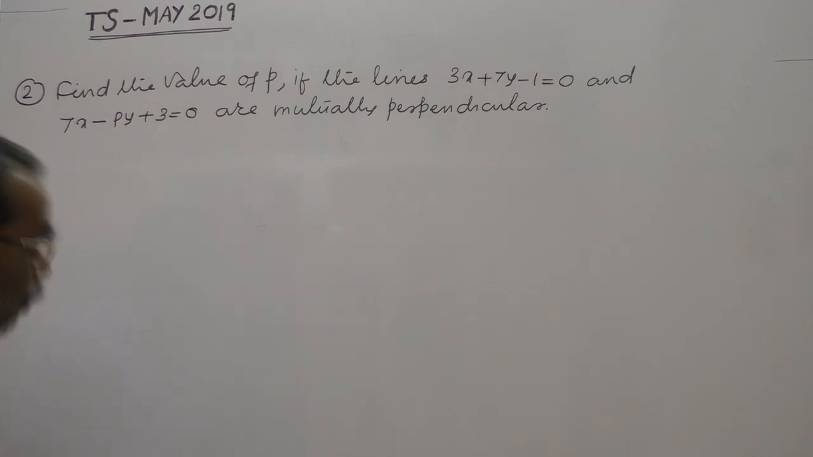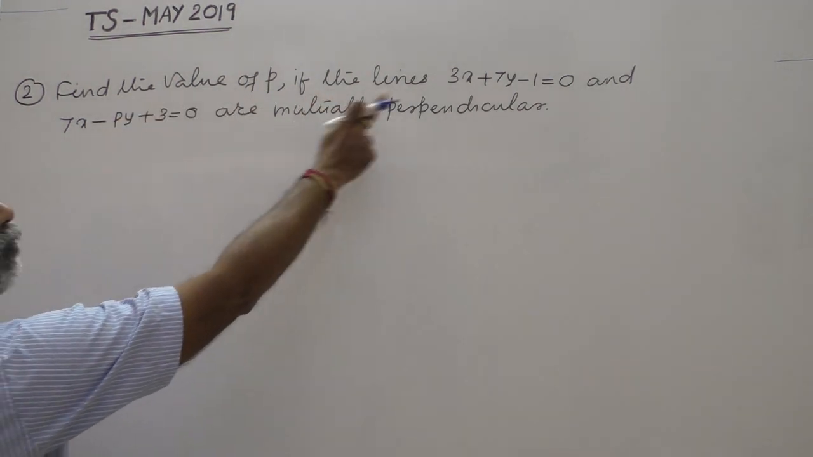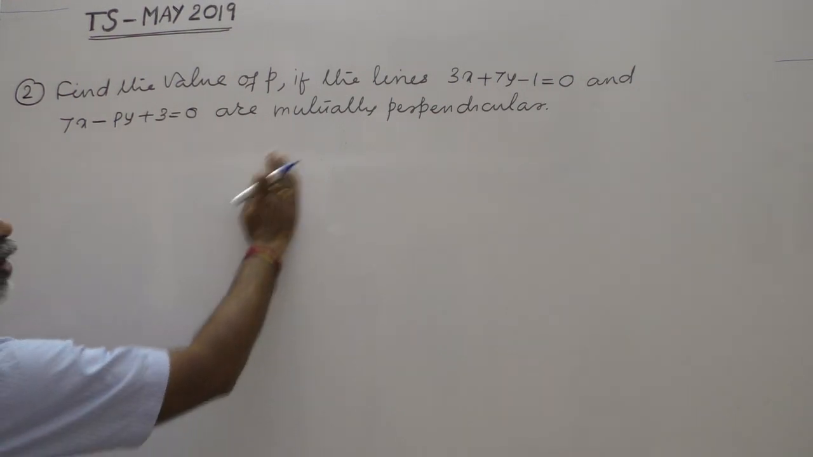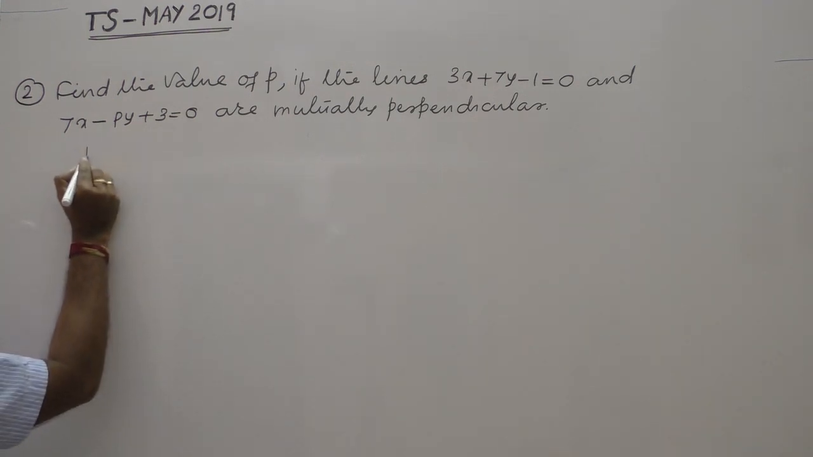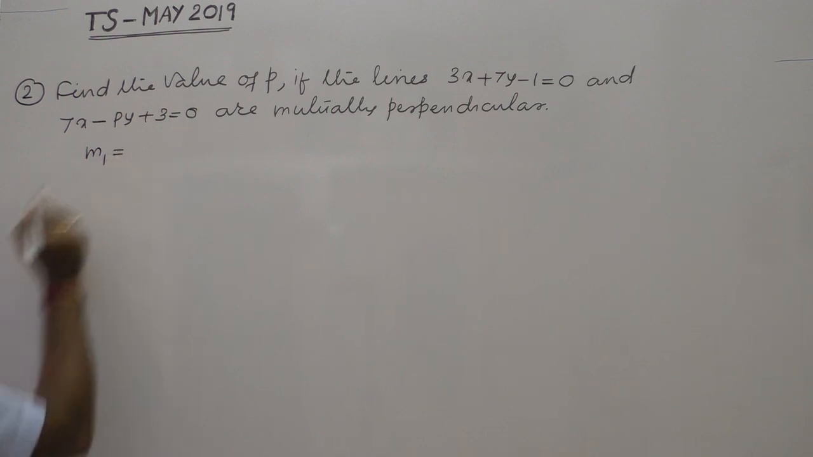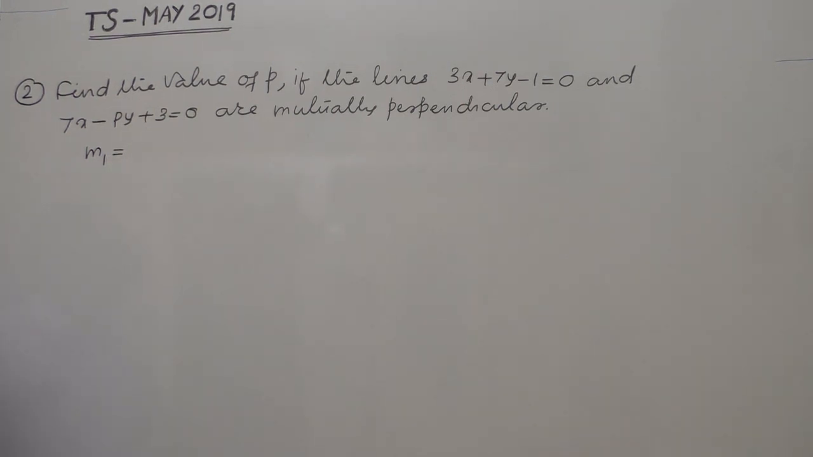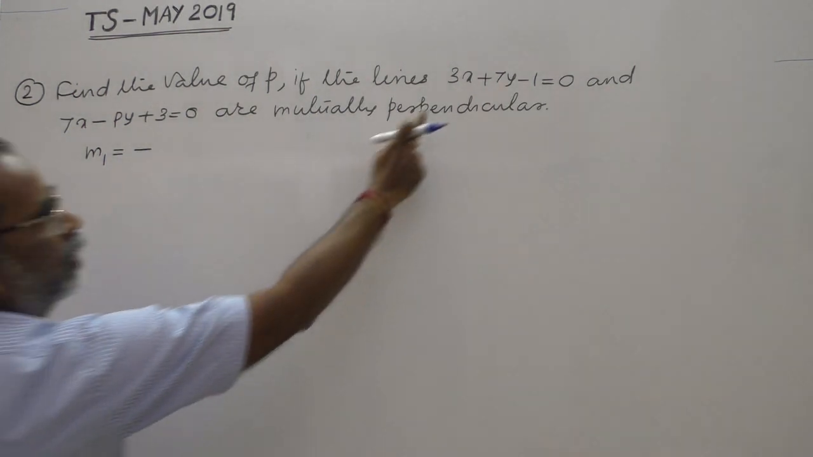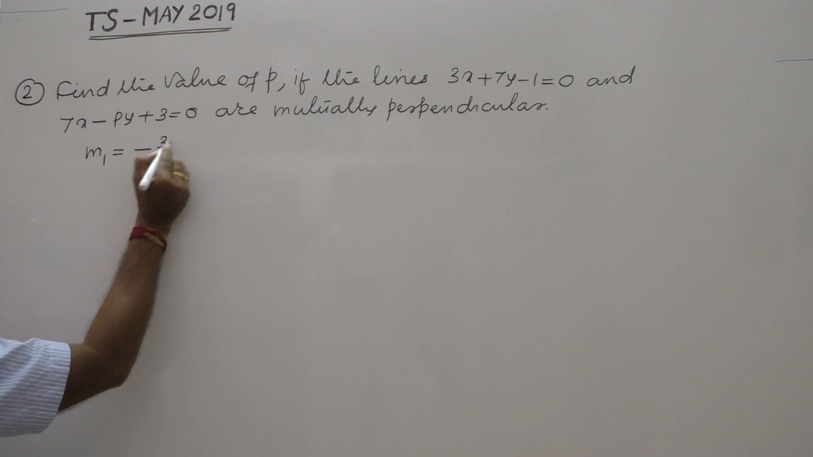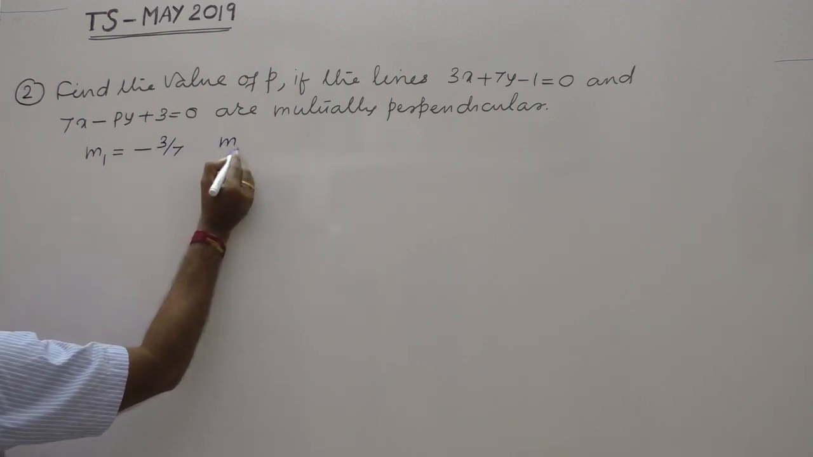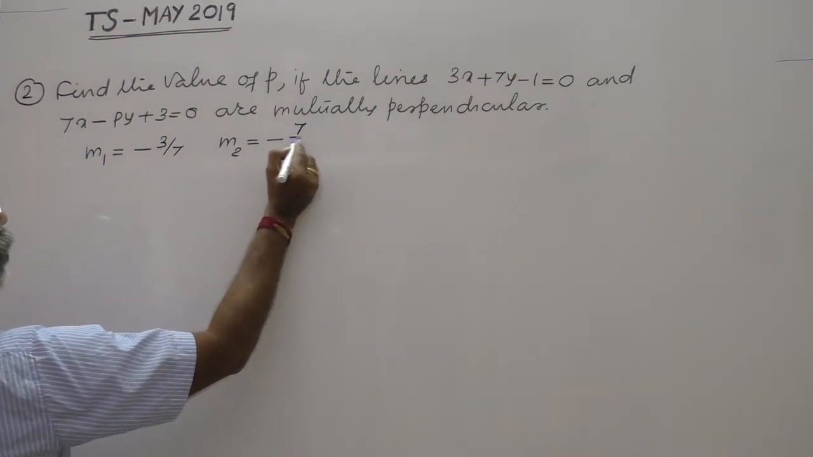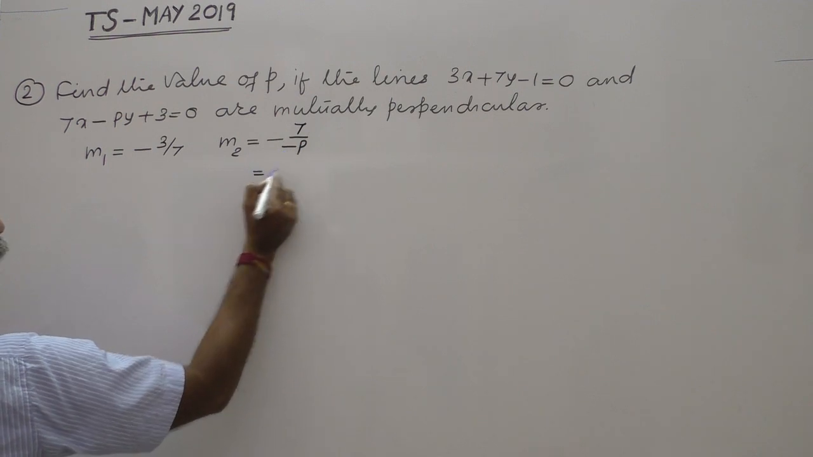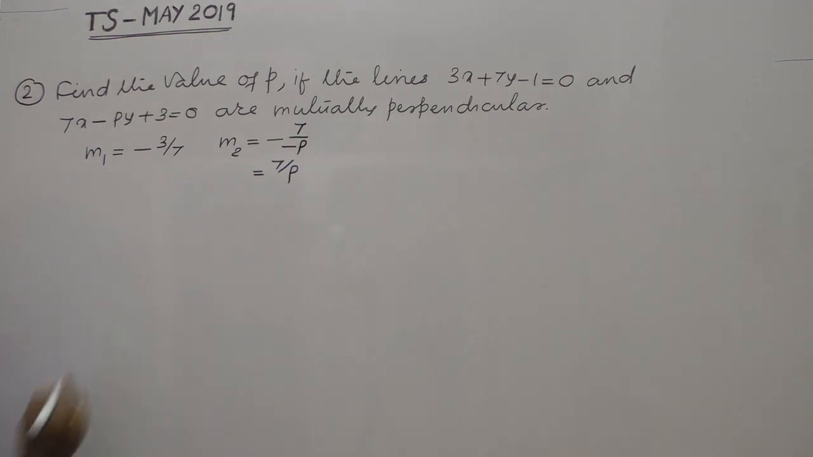Yes, question number 2. Find the value of p if the two lines are mutually perpendicular. Two lines are perpendicular if and only if the product of their slopes is minus 1. I will write the slope of the first line. When the equation is given, what is the slope? Minus a by b. For the first line, minus a by b is minus 3 by 7. Slope of the second line, m2 equals minus a by b. a is 7 and b is minus p. Minus into minus is plus. This is 7 by p.